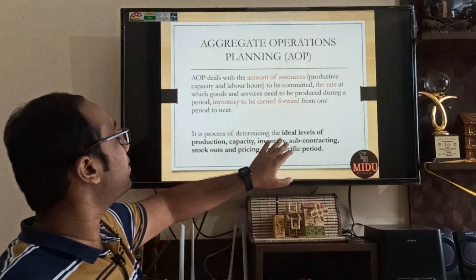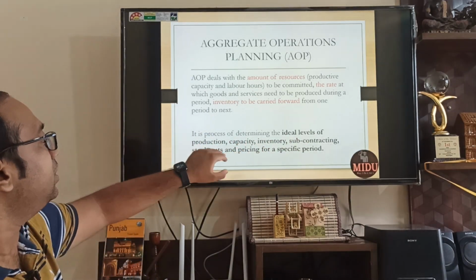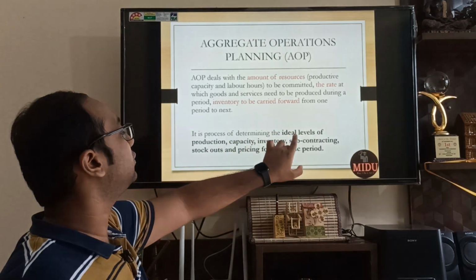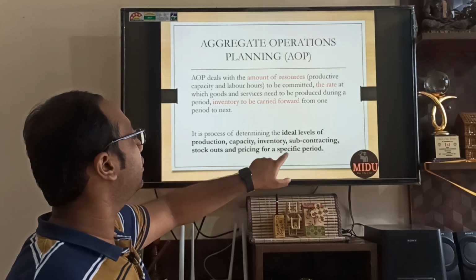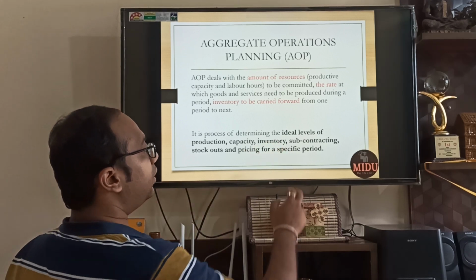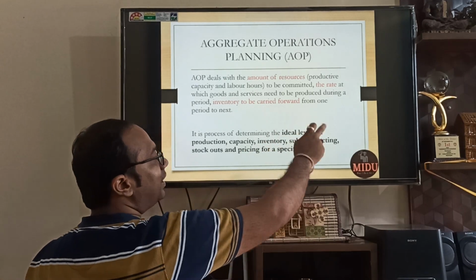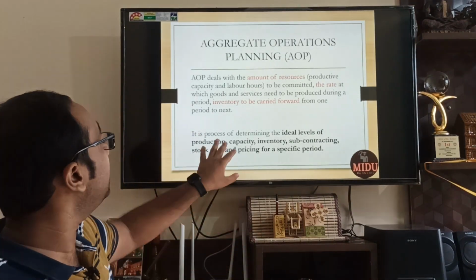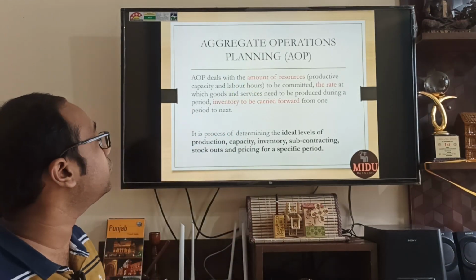It is the process of determining the ideal levels of production: what will be the ideal levels of production, capacity, inventory, subcontracting, stock out, specific period pricing. This word ideal level is very important. See, we can never predict the exact thing, but what should be the ideal level? That, my dear friends, is what AOP is all about.